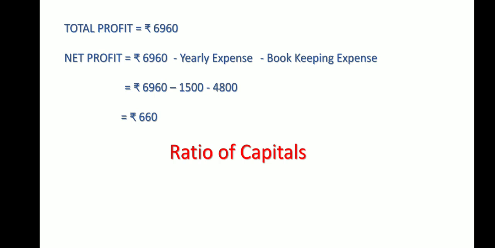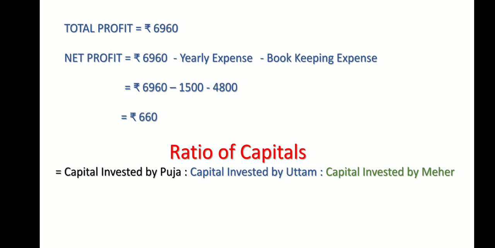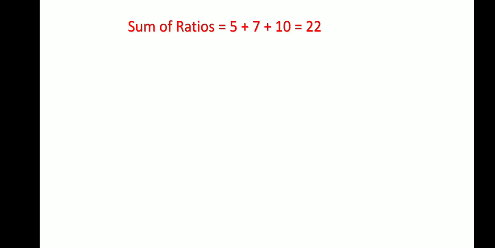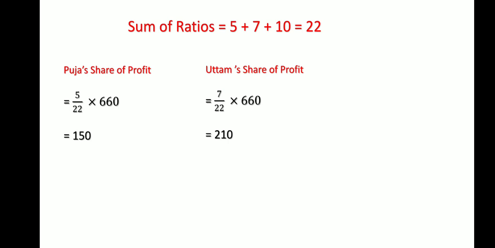So the ratio of capitals invested by all the three partners, you can cancel the zeros, is 5:7:10. So your sum of ratio is 22. So Pooja's share of profit is 5 by 22 into 660. Uttam's share is 7 by 22, and Meher's share is 10 by 22. So you can see the share of profit.